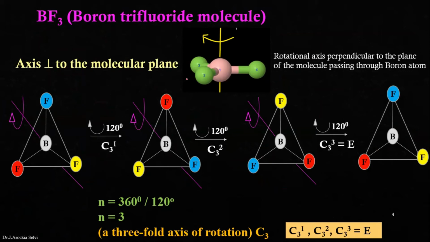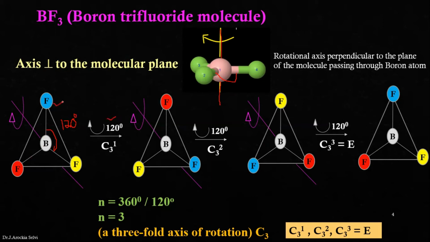Next example is boron trifluoride, and the geometry as well as the shape is trigonal planar. So you could see the axis, one possibility is we are passing the axis perpendicular to the plane, passing through the boron atom. And we have to see what is the angle between these two fluorine atoms. Since it is trigonal planar, the angle between these two fluorine atoms, we know very well, is 120 degree. So we have to make a rotation so that we get an indistinguishable configuration. So through 120 degree, the rotation is made.